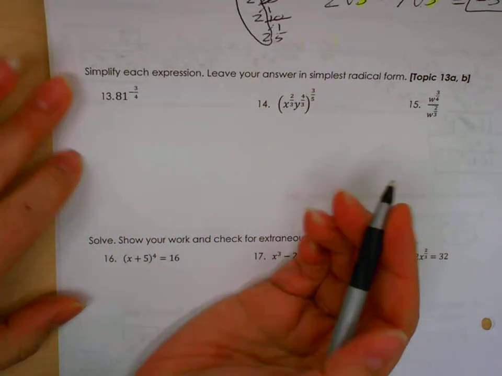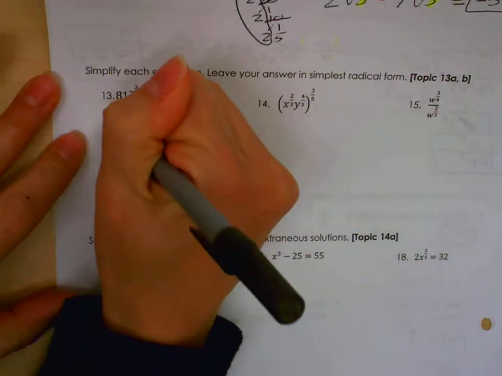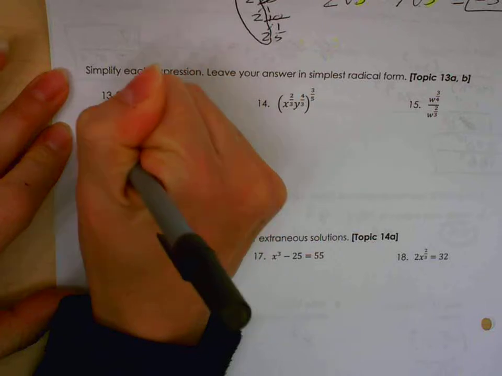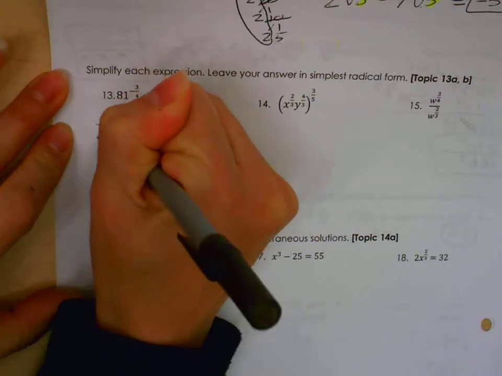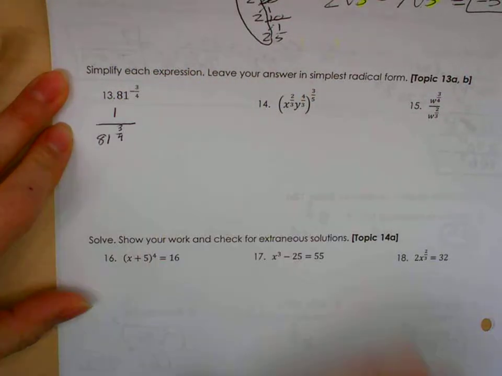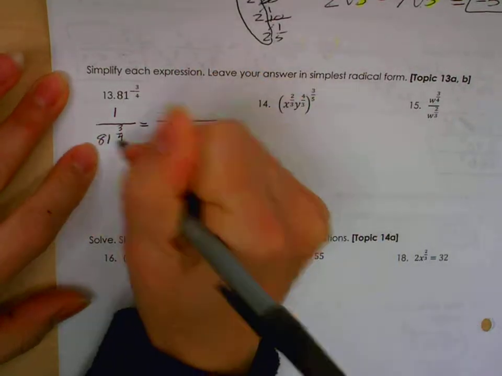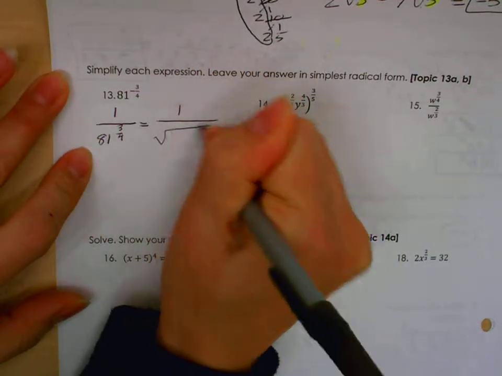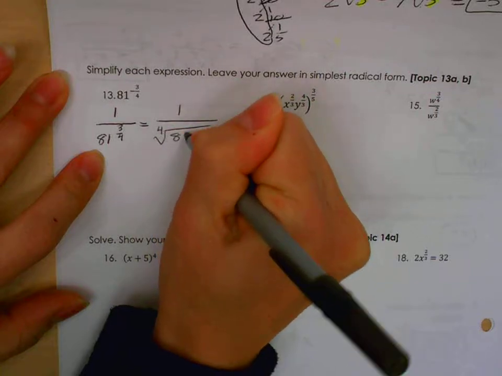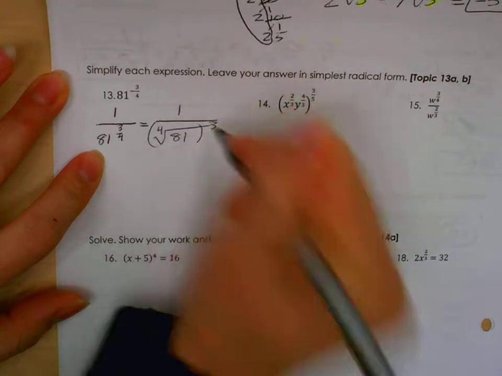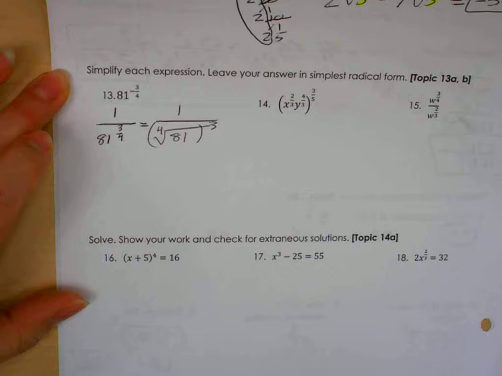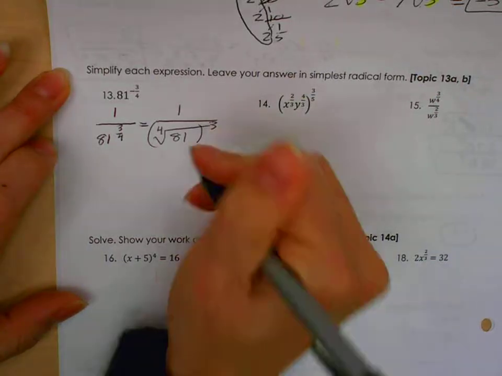So first of all, let's get rid of that negative 3/4. Let's turn it into a positive exponent. So we're going to move it to the bottom and turn it into positive 3/4. Then we're going to rewrite this, right? This means the 4th root of 81 cubed. Well, if I'm doing the 4th root of something, I'm looking for groups of 4.